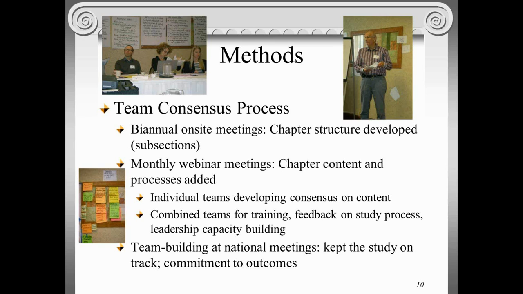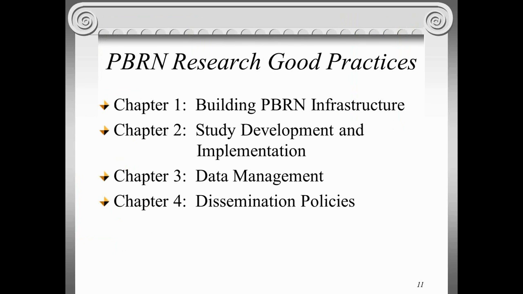Next slide, please. So what do we have? The most important part of this presentation is, well, what's in these chapters? We've produced four chapters. Chapter 1, Building PBRN Infrastructure. Chapter 2, Study Development and Implementation. Chapter 3 concerns the Data Management Recommendations. And finally, Chapter 4 is the Dissemination Charges for Dissemination that is part of PBRN research. And with that, I will gladly introduce Zsolt Nagykaldi as the next presenter and as a lead on Chapter 1.